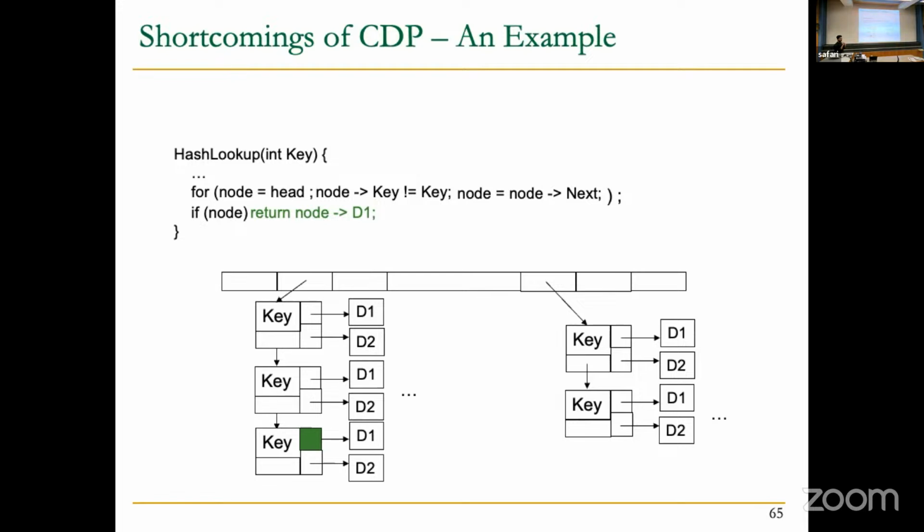So I'm going to provide a software hint, and then the hardware essentially would do, saying that, okay, I'm not going to prefetch these pointers. I'm only going to prefetch the key pointers here.